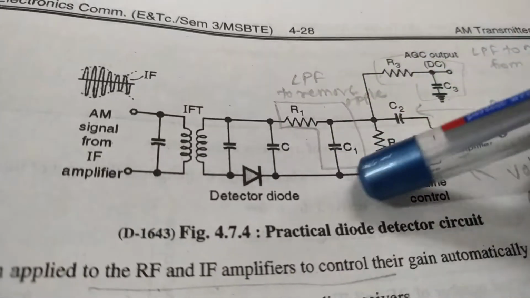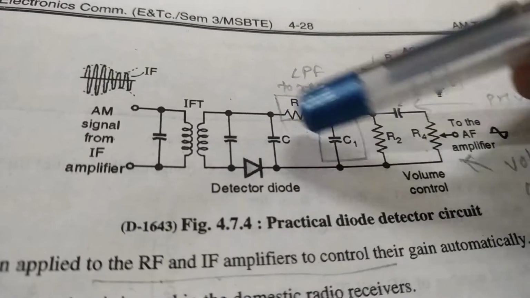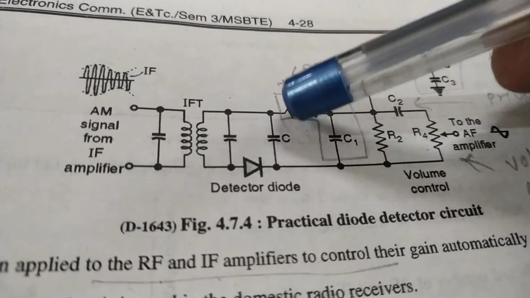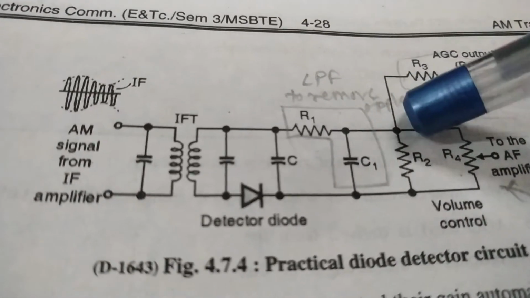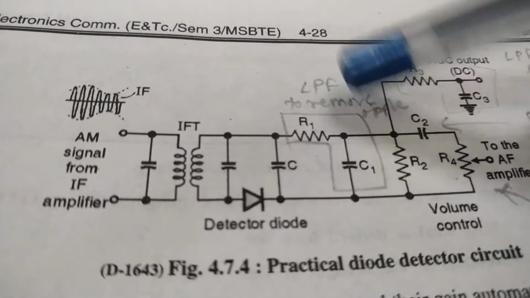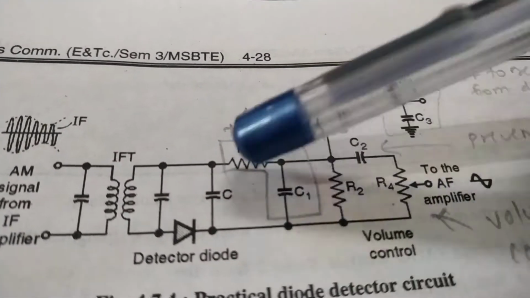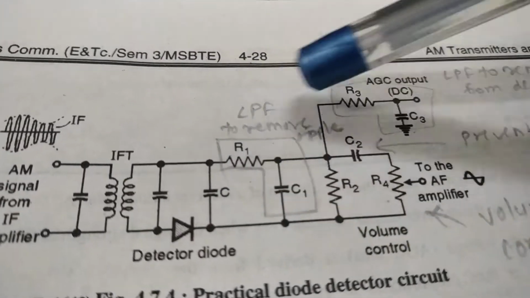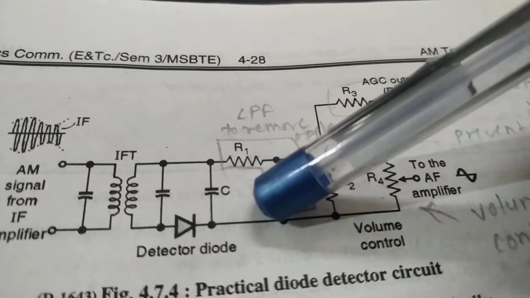ओके, सो हियर जे पेन्सिलने मी तुम्हाला हे दोन दाखवतोय, R1 and the C1, both these components, the resistor R1 and the C1, we use to remove the ripple. I can write here, that is LPF. LPF means low pass filter circuit, that we use here to remove the ripple from the demodulated signal.